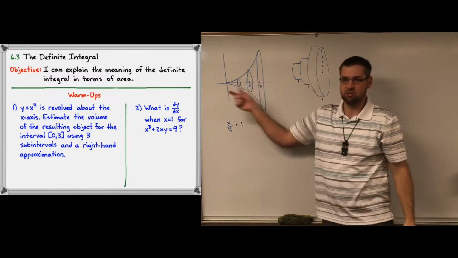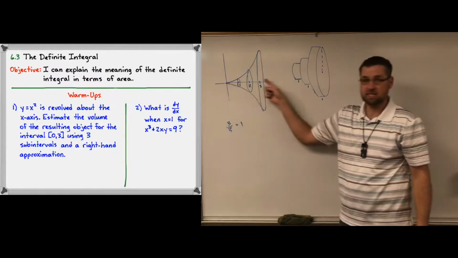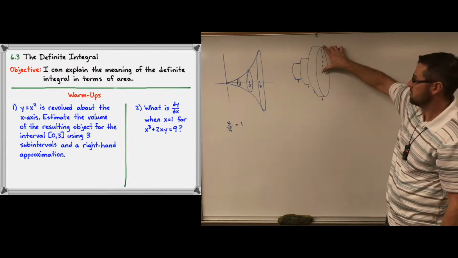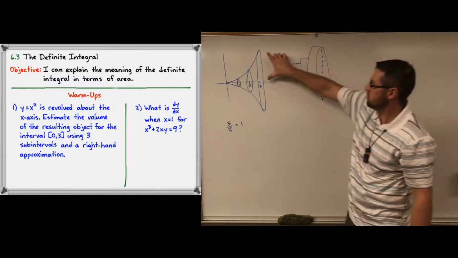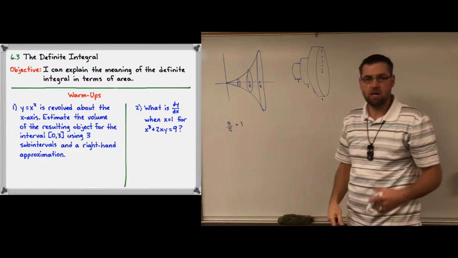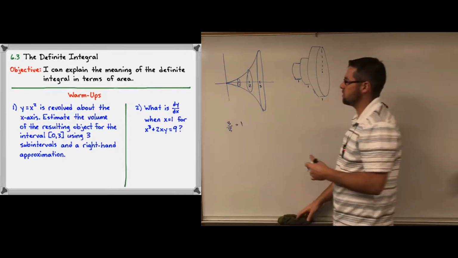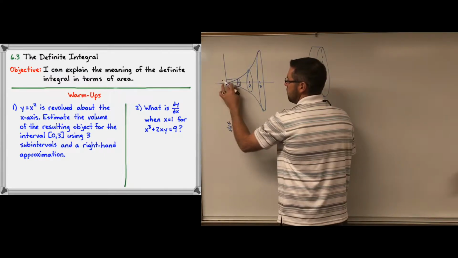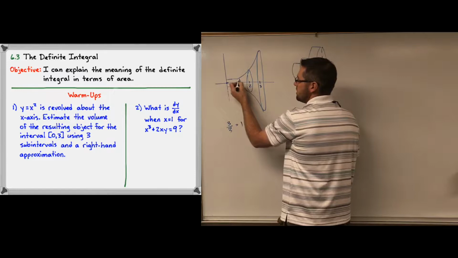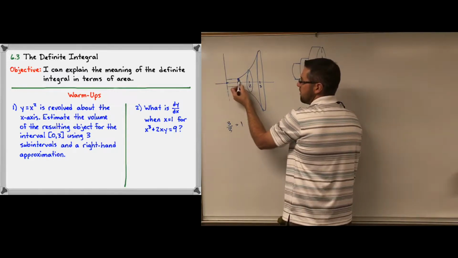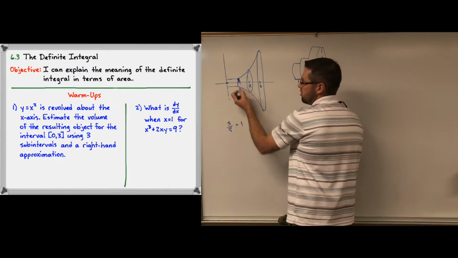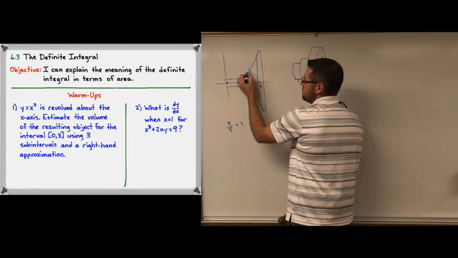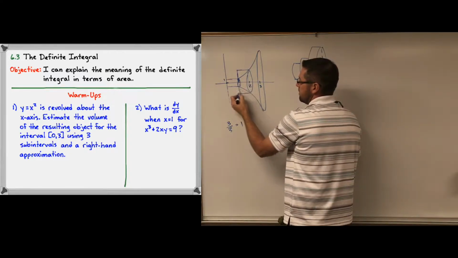The radius of each cylinder is the distance from the center. What represents the center of this shape? The x-axis, right? So what represents the radius? The y values, right? Now, are we doing a left, a right, or a middle? Right. So in this piece only, which piece are we using? We're using this height. How do I get this height? I plug it into the function. So how tall is it? 1.